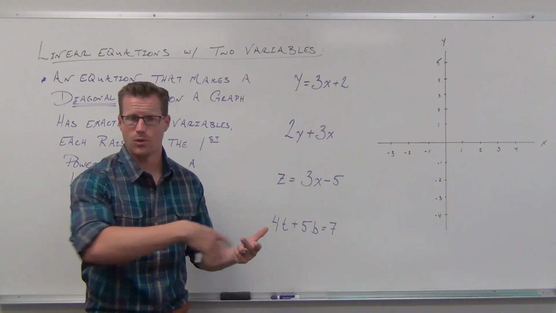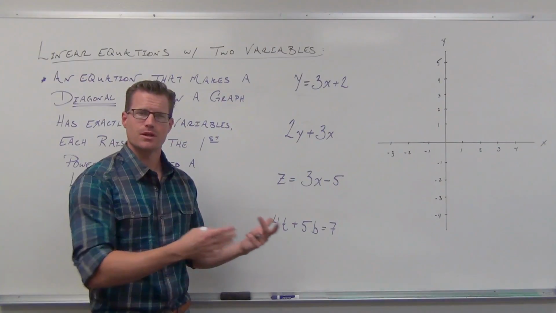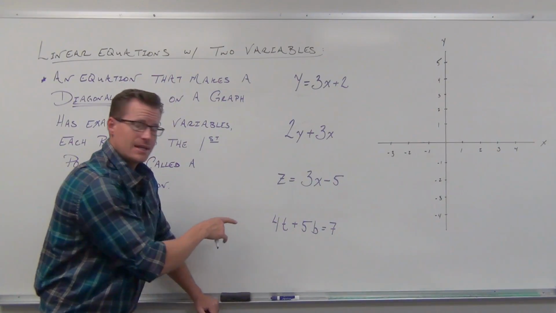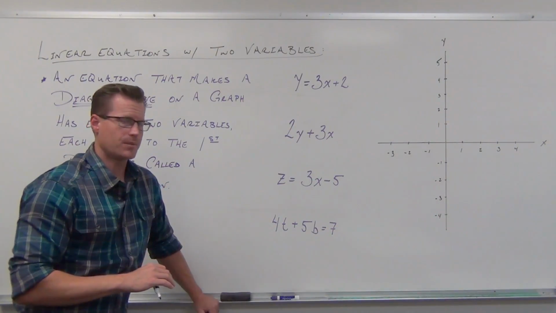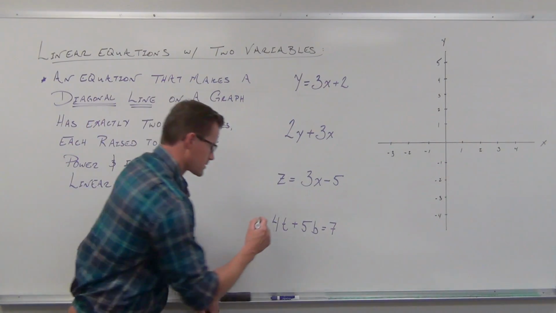You choose t horizontally or t vertically. There's nothing really given to us here. But it is going to make a diagonal line on a t combined with b axis. That's going to happen. What if I did this?